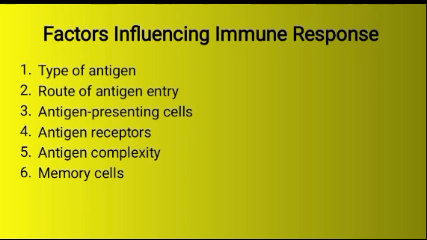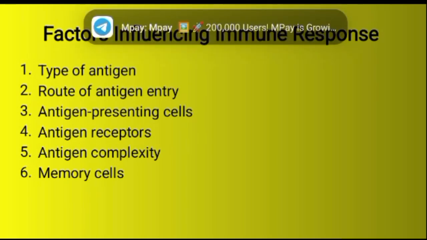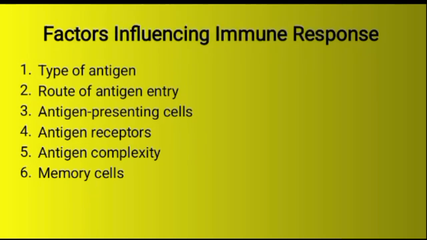So collectively, the reaction can be influenced by the following factors. One, the type of antigen. The type of antigen also determines how the response will be. If the antigen has several binding sites and it is very complex, therefore the reaction will be rapid, unlike those with only one binding site.